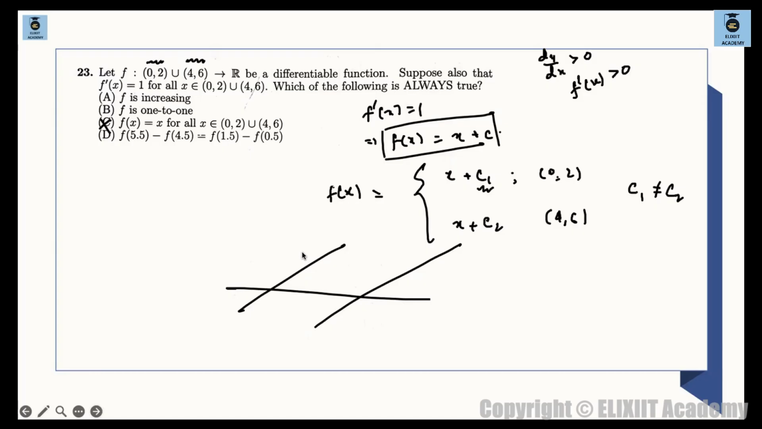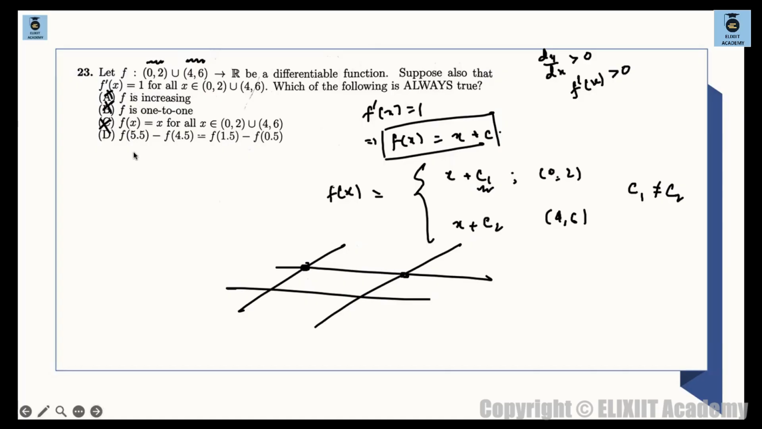That means the function is not fully increasing, and the function will not be one-one either. The horizontal line test will fail over here. The function will be many-to-one for some specific values of c1 and c2. So f will be a many-to-one function, so it is not one-one, and f cannot be increasing also. There is no guarantee that it will be an increasing function. You can choose some values of c1 for which this can be decreasing also. So A is also wrong, so definitely D must be correct.